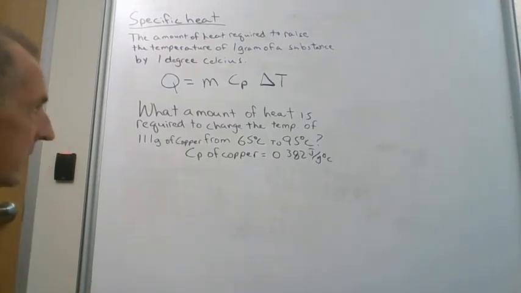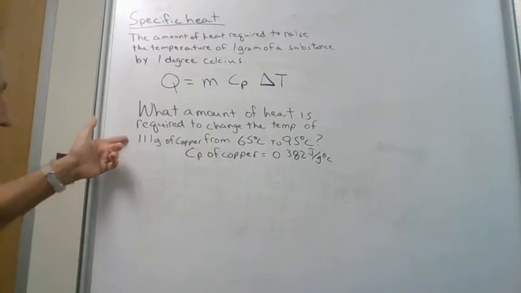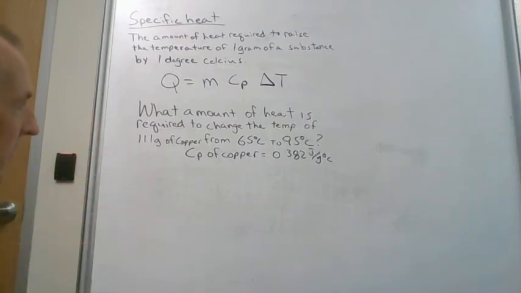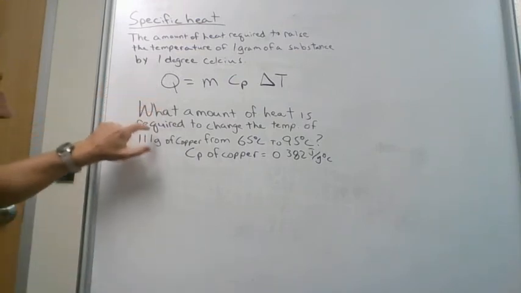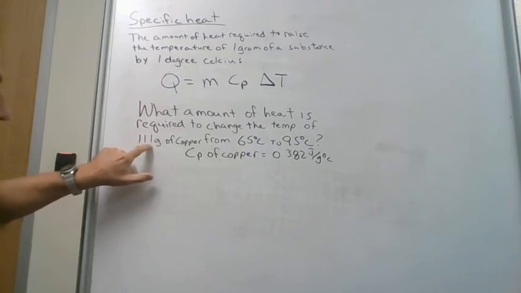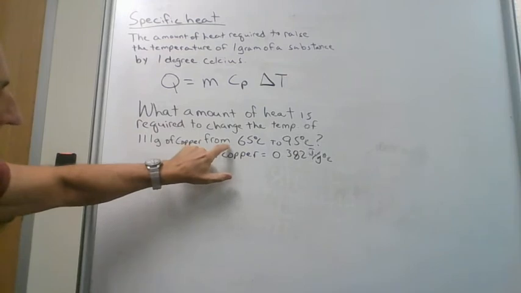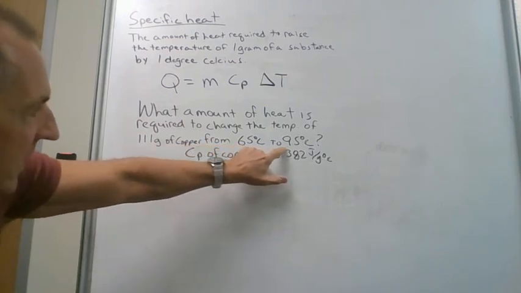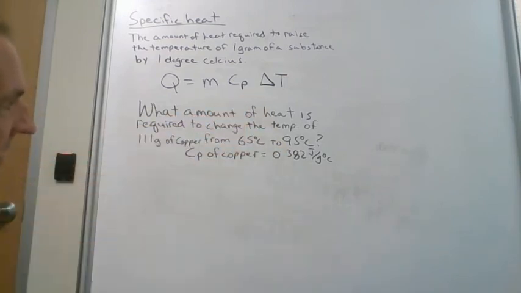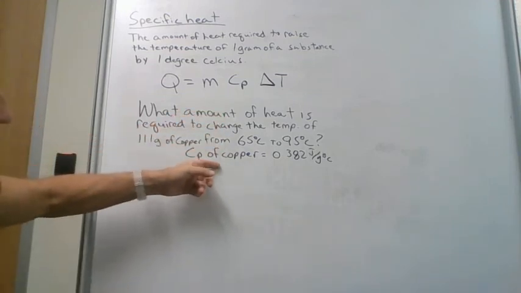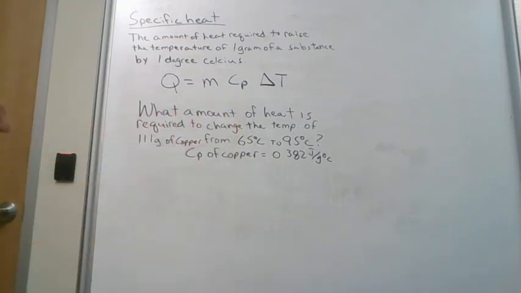So one way you may see a specific heat problem is like what I've written on the board here. What amount of heat, which would be Q, is required to change the temperature of 111 grams of copper, which would be the mass of the copper, from 65 degrees to 95 degrees. Our temperature change is 65 to 95. And you're given the specific heat of copper is 0.382 joules per gram Celsius.